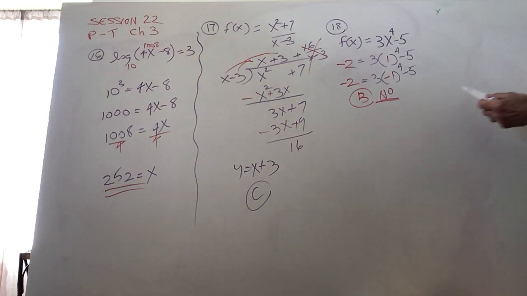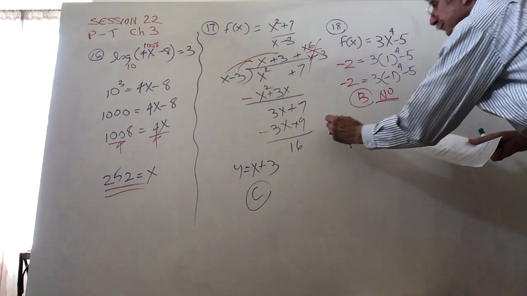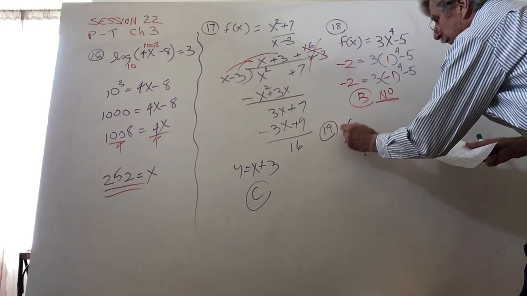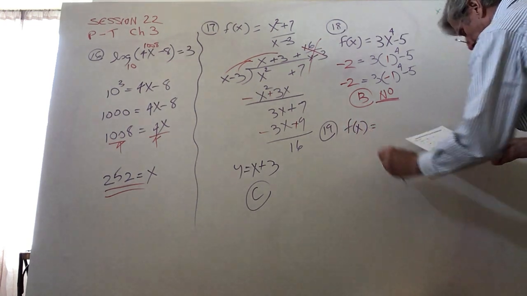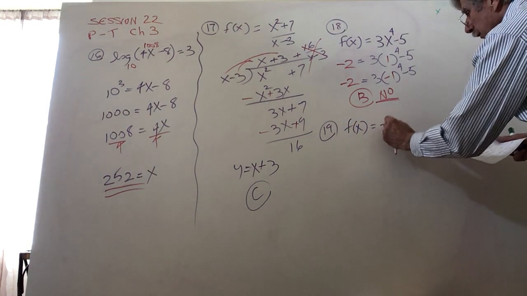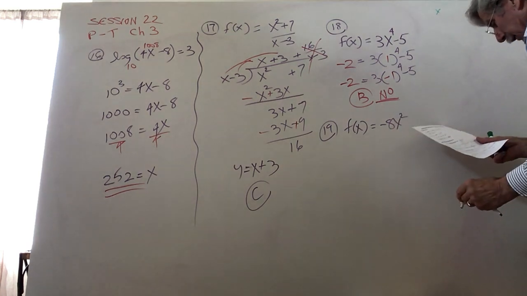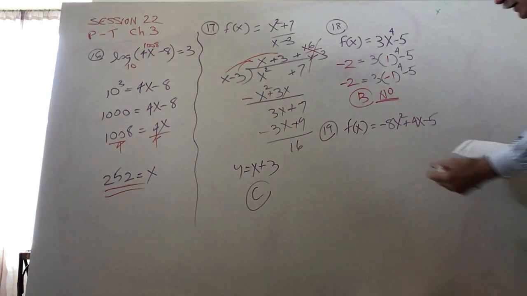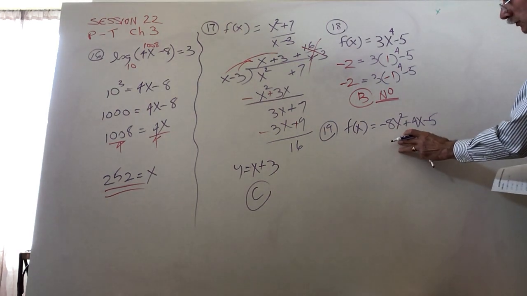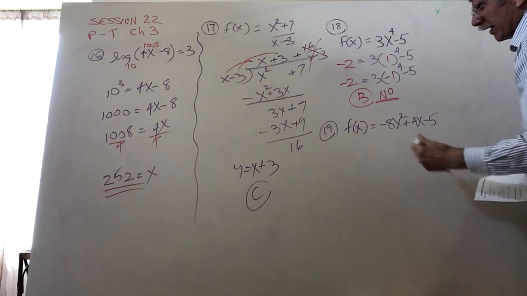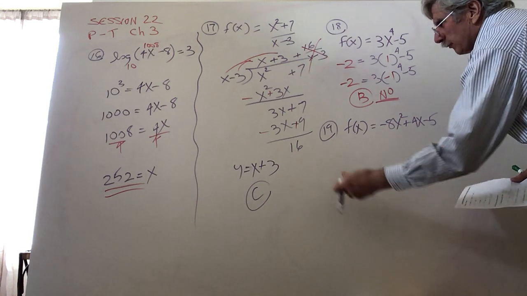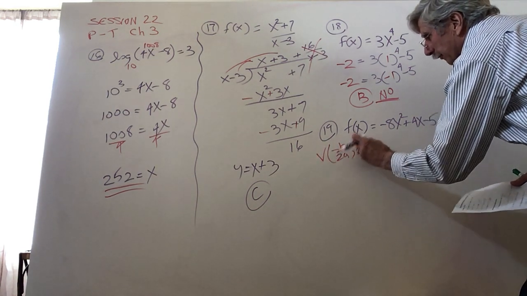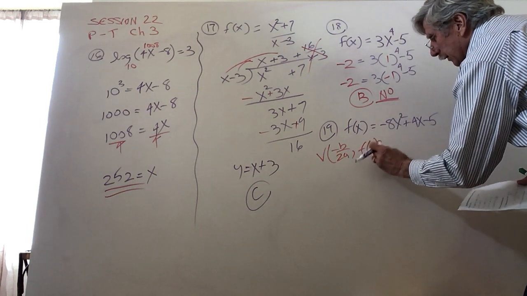Number 19, find the vertex of this parabola. 19, and the parabola is f of x equals negative 8x squared plus 4x minus 5. To find the vertex, you could complete the square on this. Because of the negative 8, I'd probably go the other route. I'd probably use the formula: the vertex is negative b over 2a, comma, f of negative b over 2a, okay? Try that.